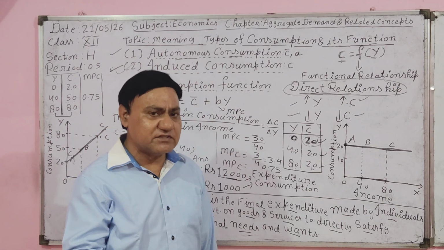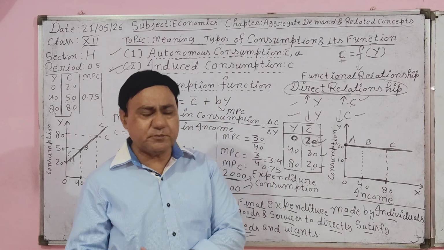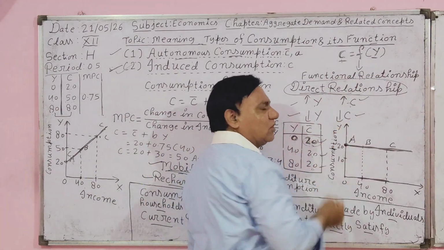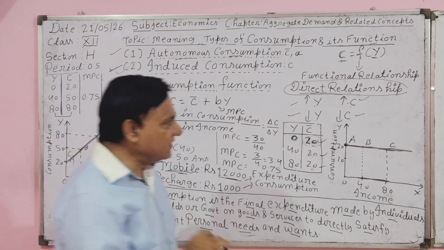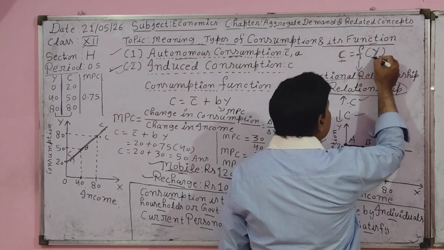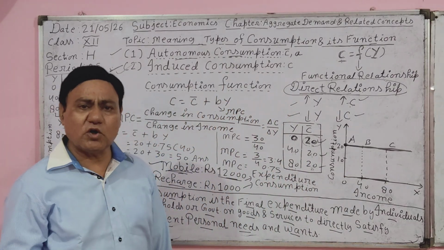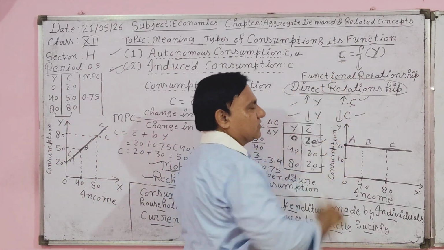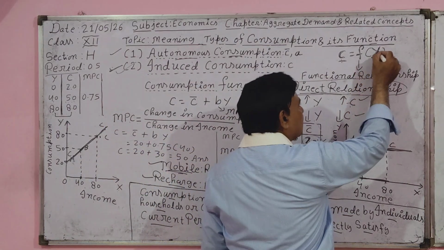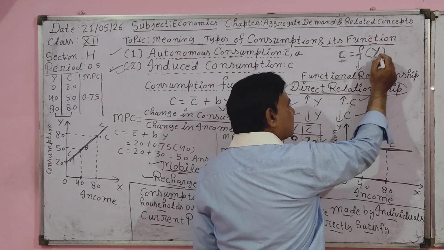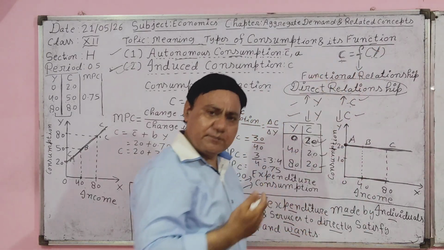If our income increases, then consumption will increase. If our income decreases, then consumption will decrease. It means consumption depends upon income. So consumption is the dependent variable. But in this equation, income is the independent variable because income does not depend upon consumption. That's why income is the independent variable and consumption is the dependent variable.